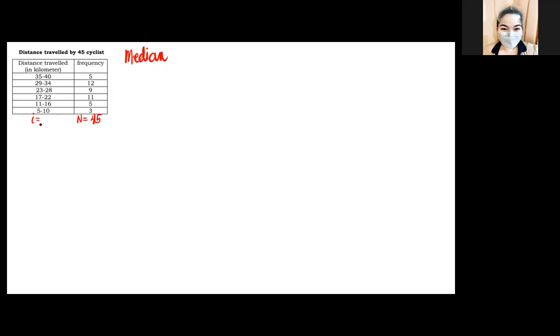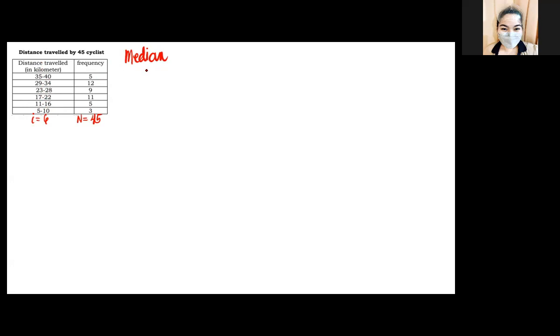So meron tayong 6 as the class size. So ganun din yon sa iba pang classes na meron tayo. Okay? So ang i natin or the class size is 6, class interval is 6, and the total number of frequencies is 45. Ano ba yung sense nun? Para saan ba yun? Kasi gagamitin natin siya dito sa median.